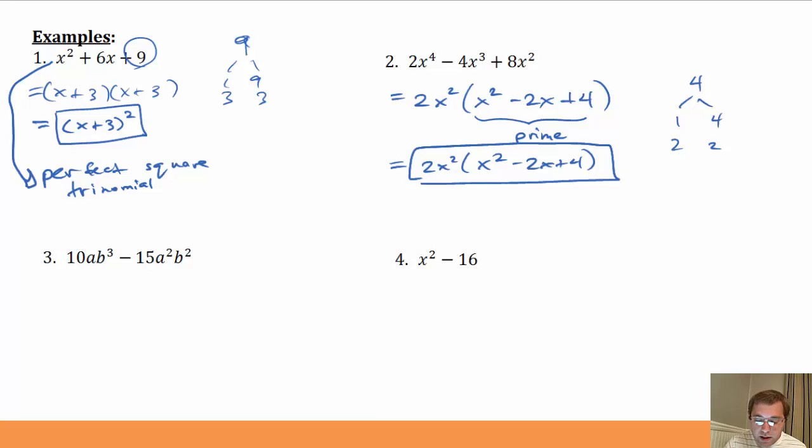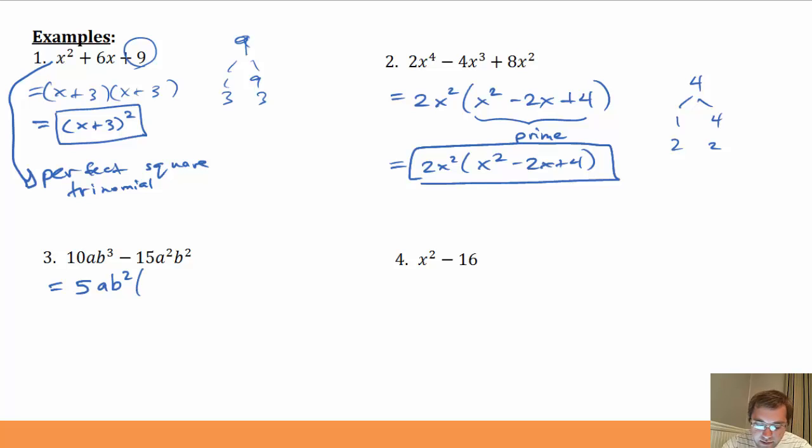Number 3, 10ab cubed minus 15a squared b squared. We look for a greatest common factor. Notice I can take a 5 out of both of them, so I'll take a 5 out. They also both have an a. I can only take one a out because that's all the first one has. They also both have b's. I can take two b's out, so b squared, because that's all the second one has.